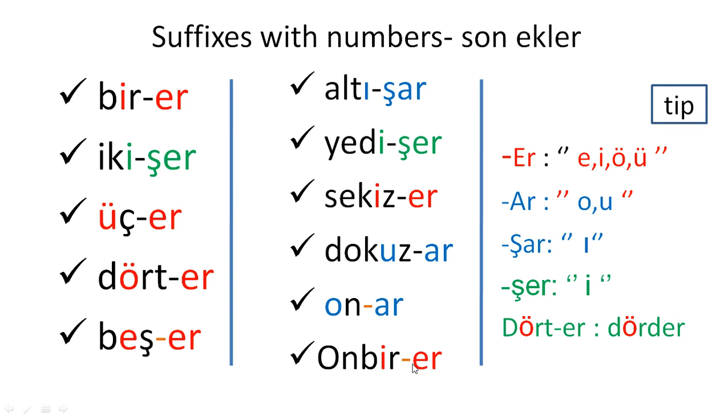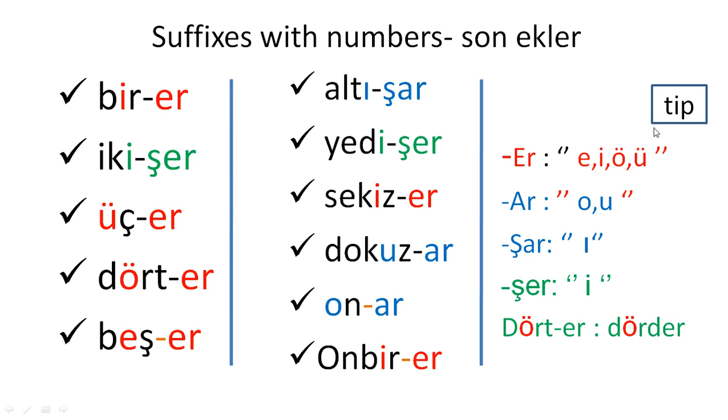Now, after 11, if you use 12, 13, 14, 15, just put it after the number on, put iki, which means 12. If you want to make 13, use üç after it, and put the suffixes here which we use for the numbers after 10. It repeats itself, alright? Repeat the numbers again with the suffixes which you can see here in the table. I hope it's clear what I mean here.